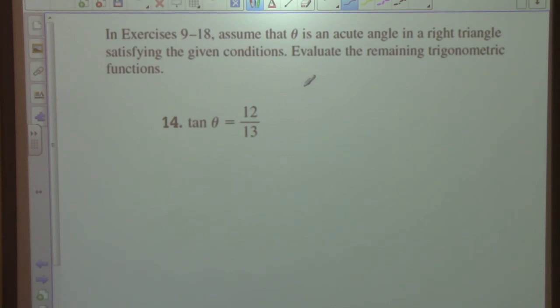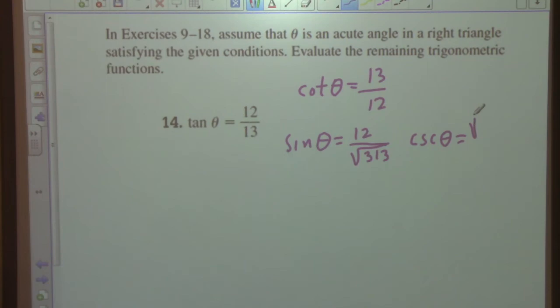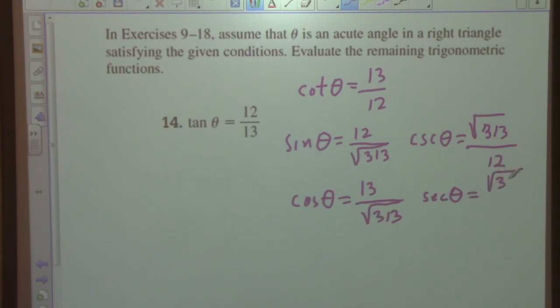Cotangent theta is equal to 13 over 12, okay. And then sine theta is 12 over the square root of 313. And then the cosecant theta is equal to the square root of 313 over 12. Okay. Cosine theta is 13 over the square root of 313. Secant theta is square root of 313 over 13.